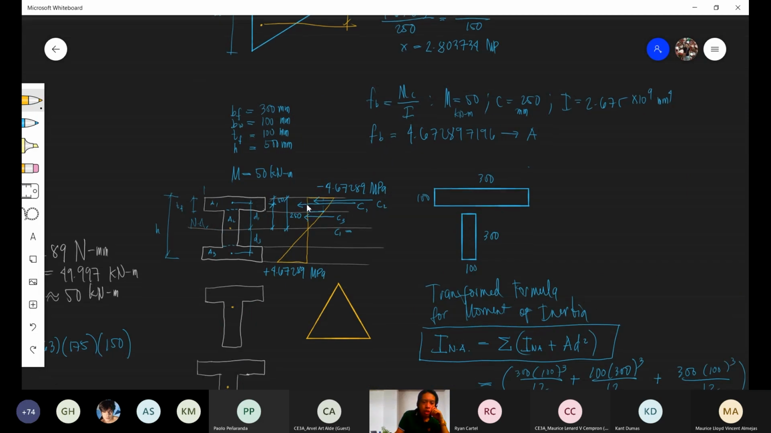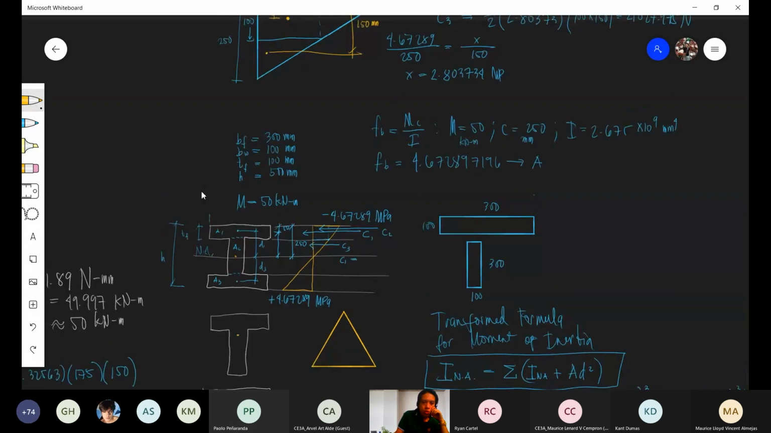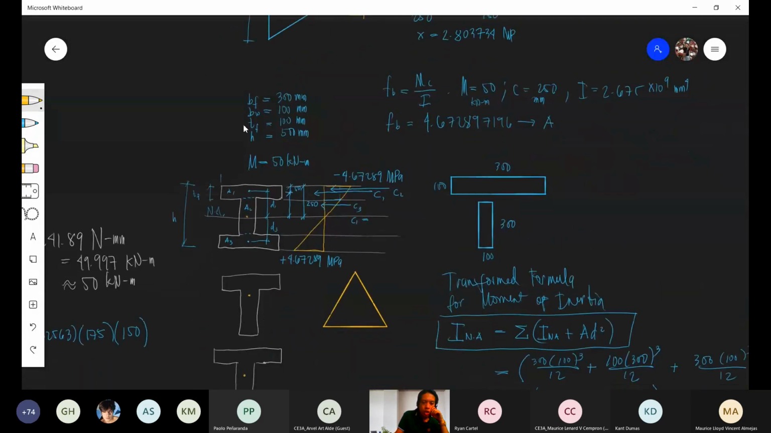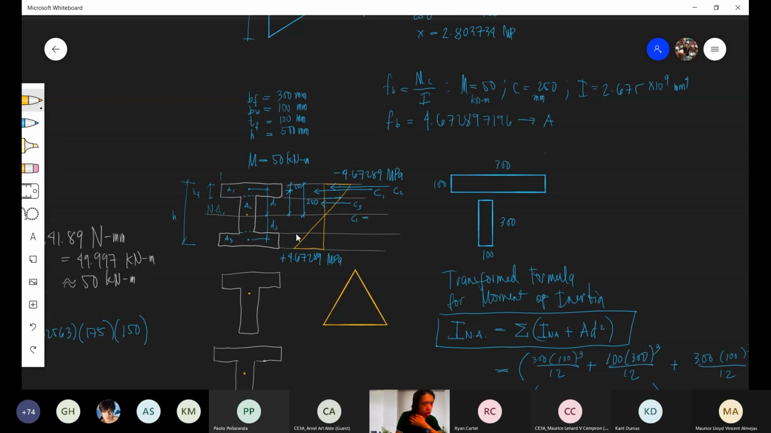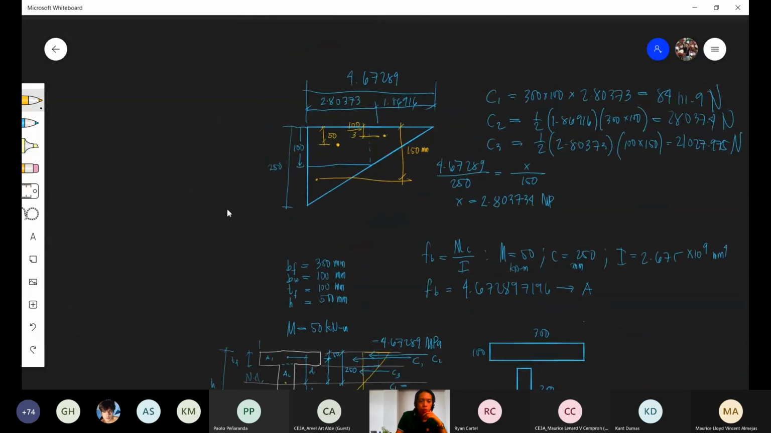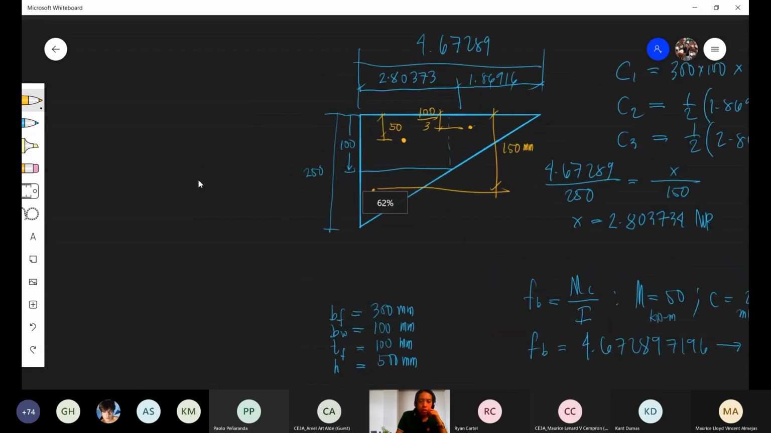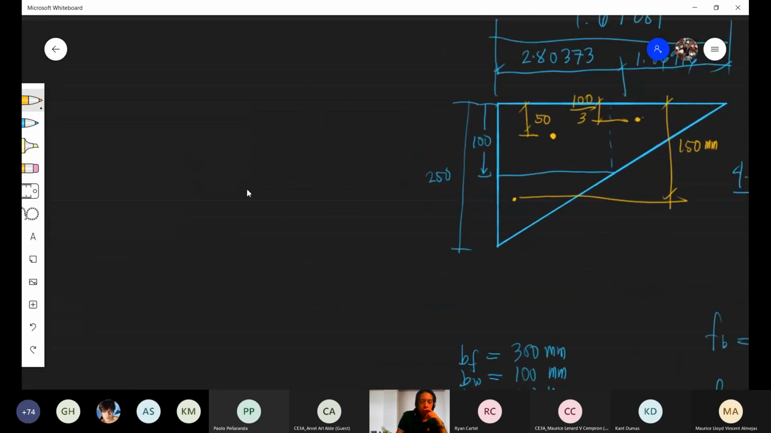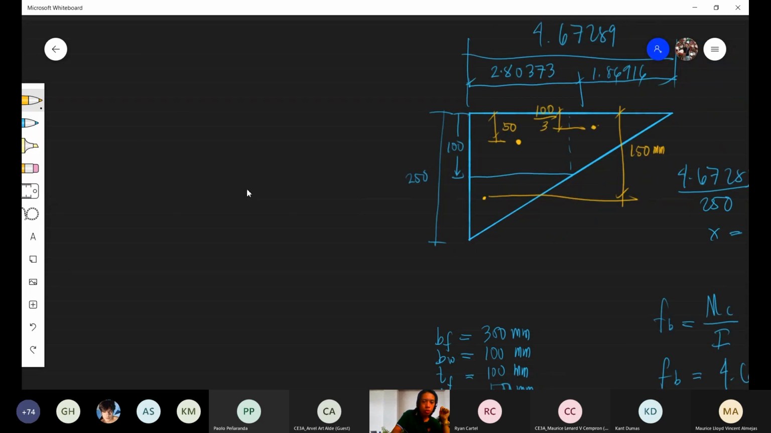The lower part is symmetrical, so there is no need to solve it. As long as you are sure they are oppositely directed, they will create a couple. Let's denote couple 1 as M1.